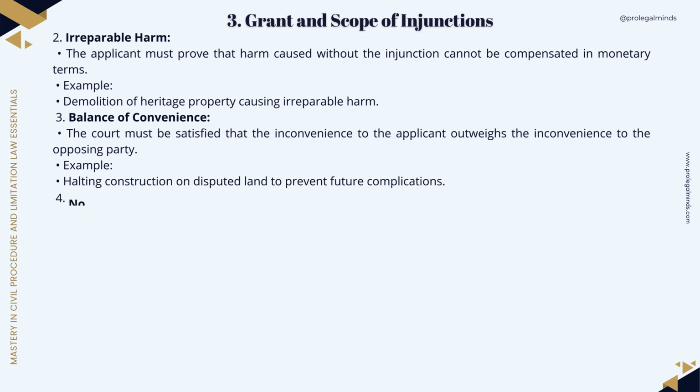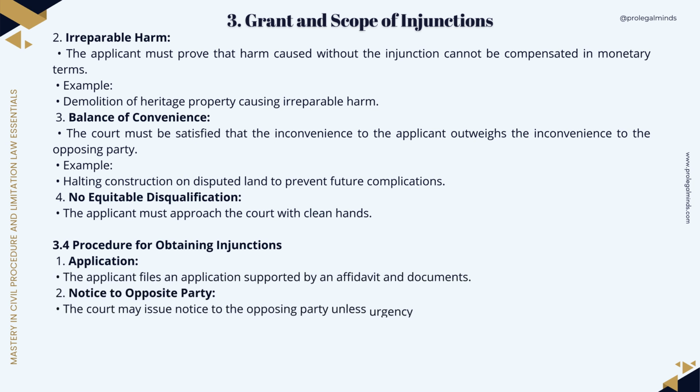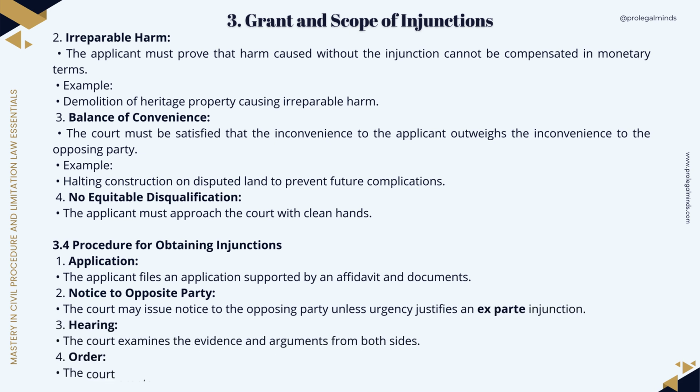Procedure for obtaining injunctions. To secure an injunction, an applicant must: 1. File a formal application with supporting evidence. 2. Notify the opposing party unless urgency justifies an ex parte injunction. 3. Present arguments at a hearing for the court's consideration. 4. Comply with any conditions imposed by the court in its order.